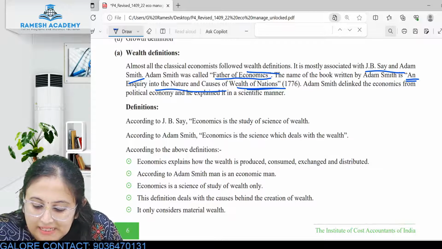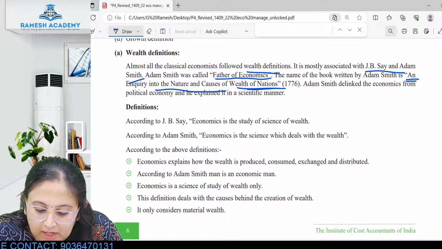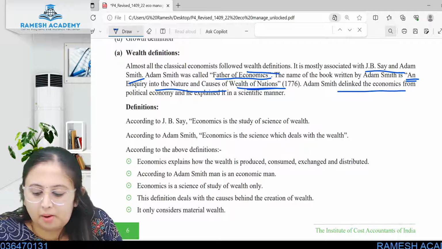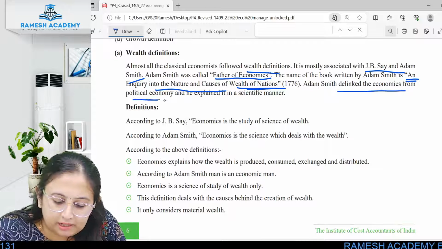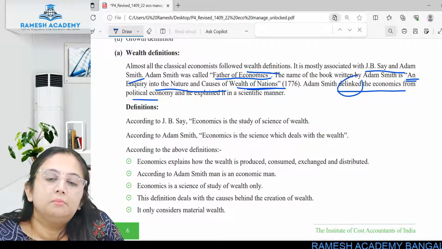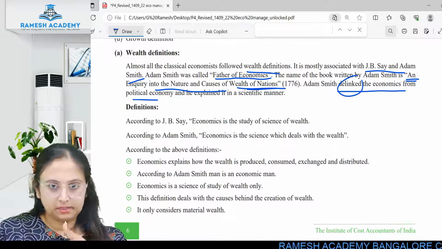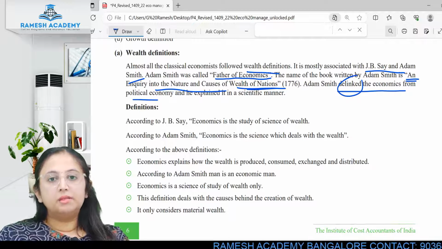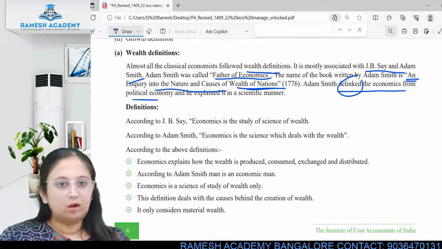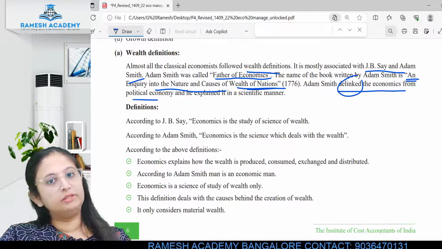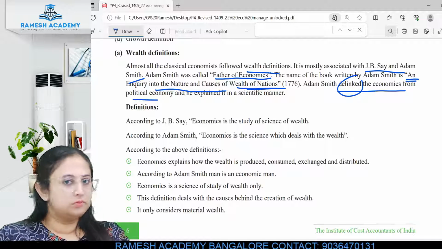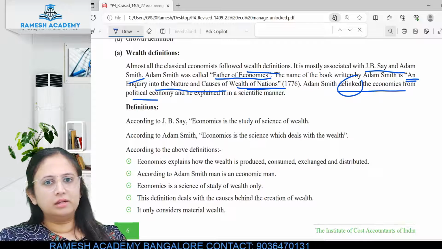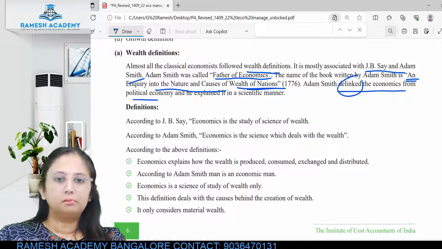Adam Smith delinked economics from political economy and explained it in a scientific manner. What is this delinking? Before Adam Smith gave any definition, people used to think that economics was only for political economy. Only those who are into politics should know and learn economics. Why would others need it? That was the mindset of the people. Everybody thought economics was only for politicians.